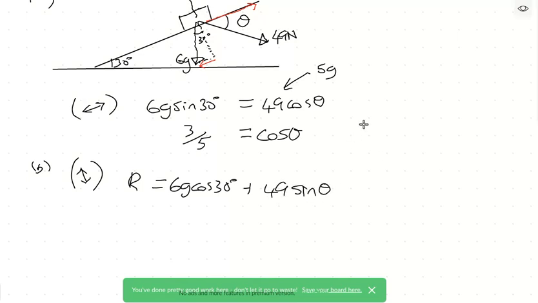Now, if cos theta is 3/5, there are lots of ways of doing this. You could draw out a little triangle, or you could use sine squared plus cos squared is 1. And you'll quickly see that sine theta is going to be 4/5 there.